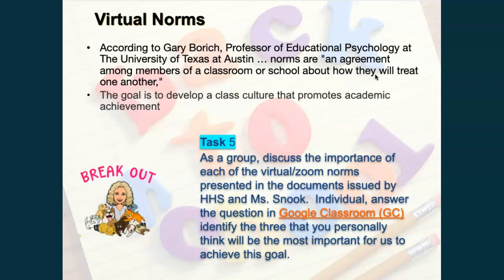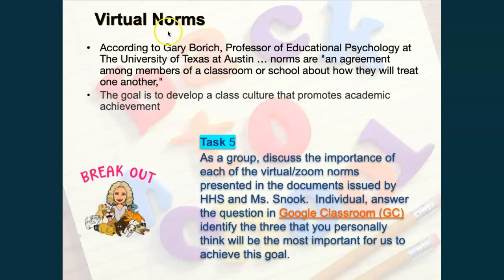Okay, so the goal of norms is to develop a class culture that promotes academic achievement. So in the Google Classroom, I have posed a question for you, and that is to identify the 3 norms that you think are most important towards achieving this goal. What goal? The goal of academic achievement.